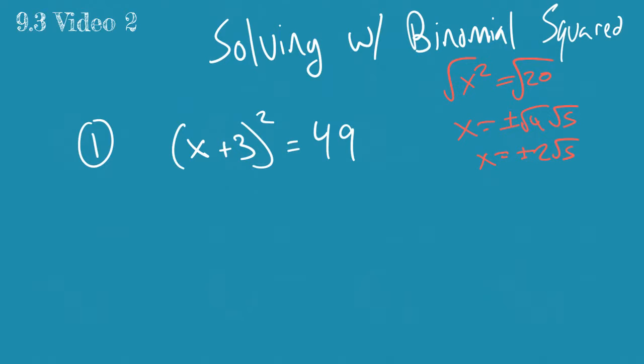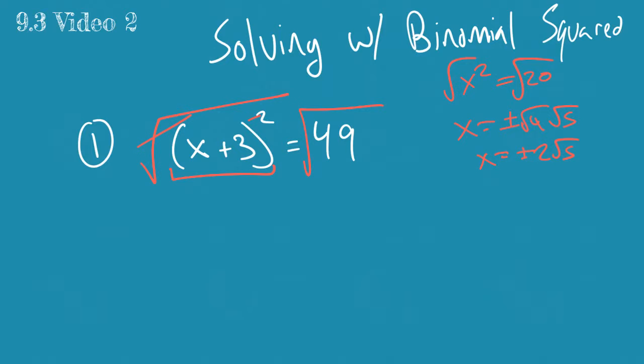Instead of seeing x squared, we're going to see a set of parentheses squared, a binomial squared. The solving process is really going to be the same. We've got to get that squared thing alone, and then we'll square root both sides. So here in number 1, the parentheses squared is by itself, so we can undo that square. We can cancel it out by using a square root. So I'm going to do that to both sides.